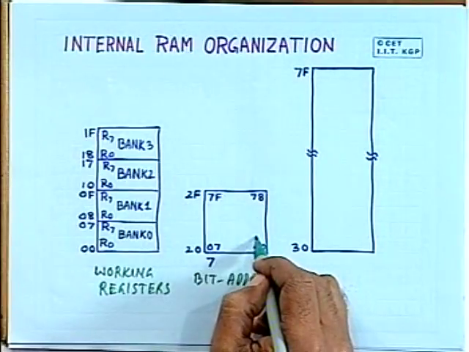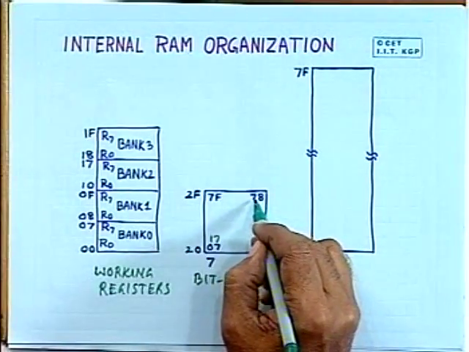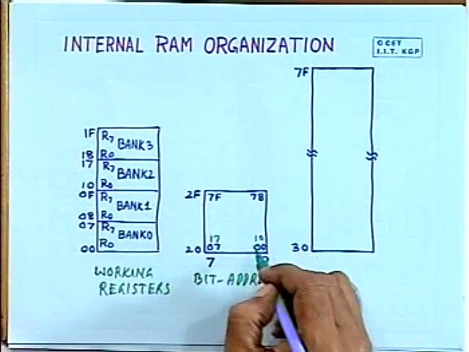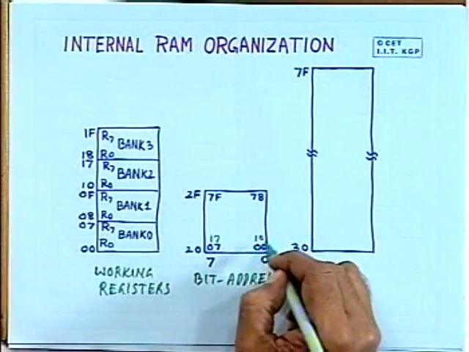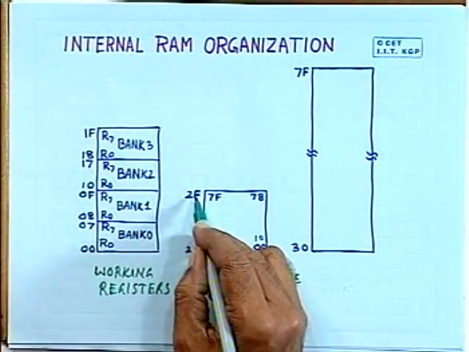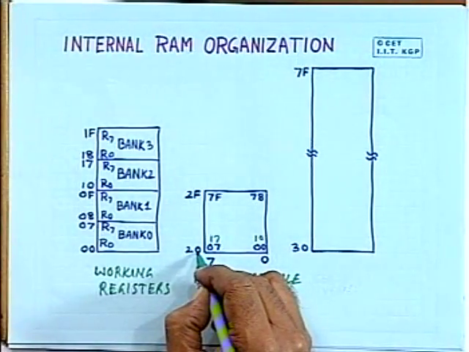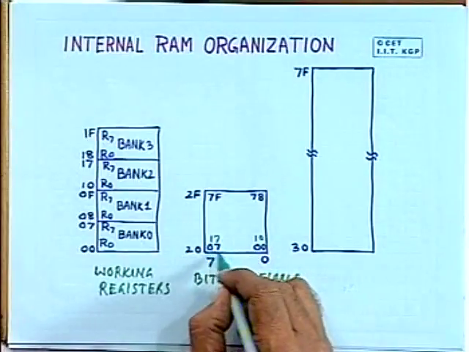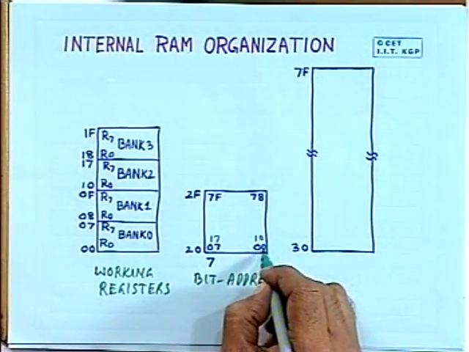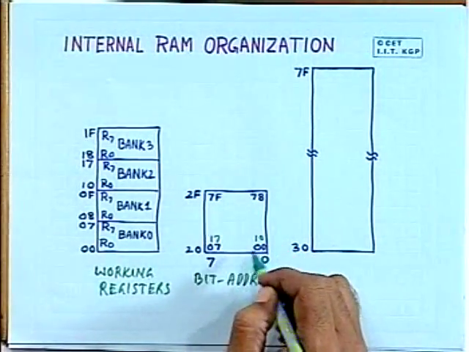Then it is 10 to 17 and so on. In this way it goes up to 78 to 7F. That means 00 to 7F are the bit addressable RAM locations, which is in the range of 20 to 2F. That means whenever you are accessing as a byte, the location is 20 to 2F. On the other hand, whenever you are accessing as bit, then it varies from 00 to 7F. So you have got special instructions for accessing these bits, and you can manipulate them. Later on we shall see what are the bit manipulation instructions available.